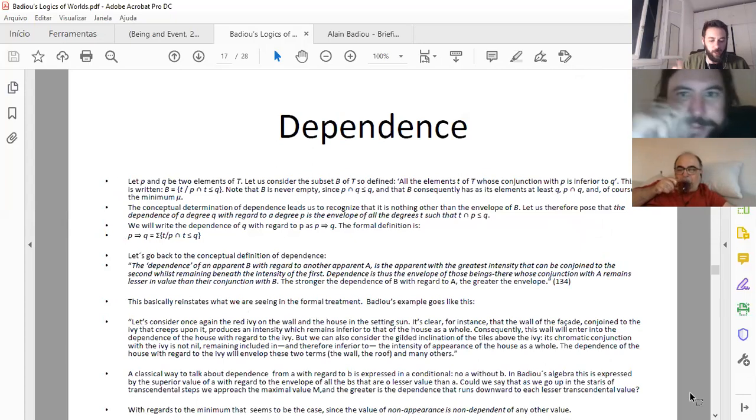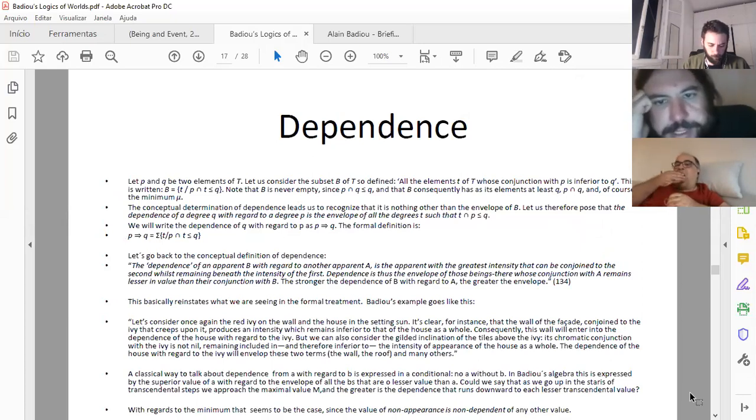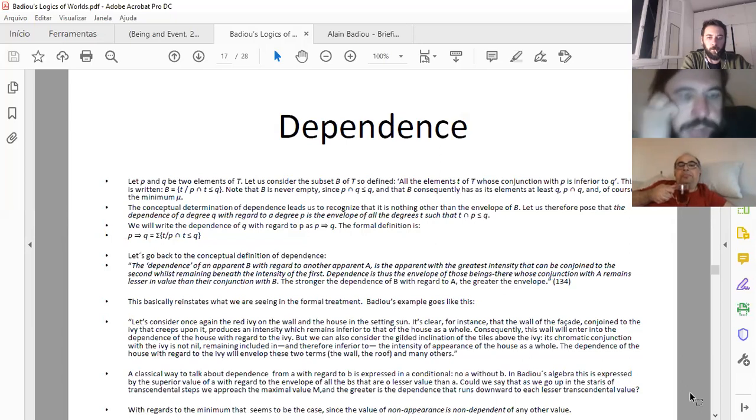Renzo asked if the maximal is unique. Yeah, the maximal is unique. So let P and Q be two elements of T. Consider a subset of T so defined: all the elements T of T whose conjunction with P, which is just one element, is inferior to Q. This is written B. Note that B is never empty, since the conjunction of P and Q is lesser than or equal to Q, and consequently B has at its elements at least the conjunction of P and Q, and of course the minimum mu by definition.